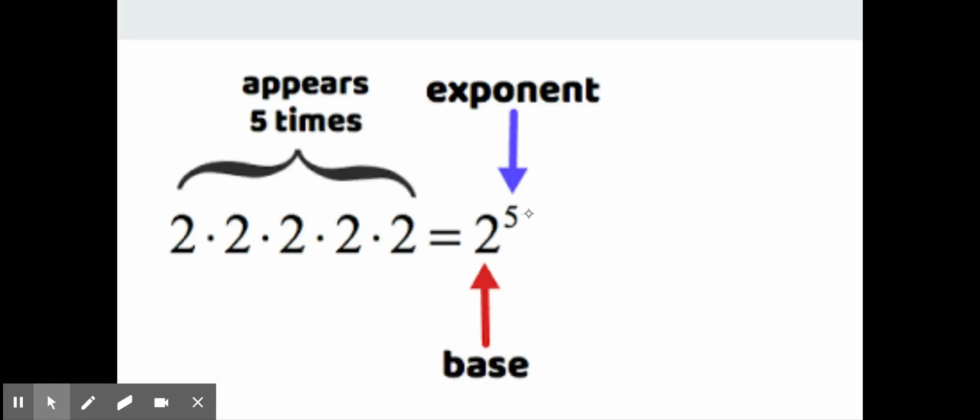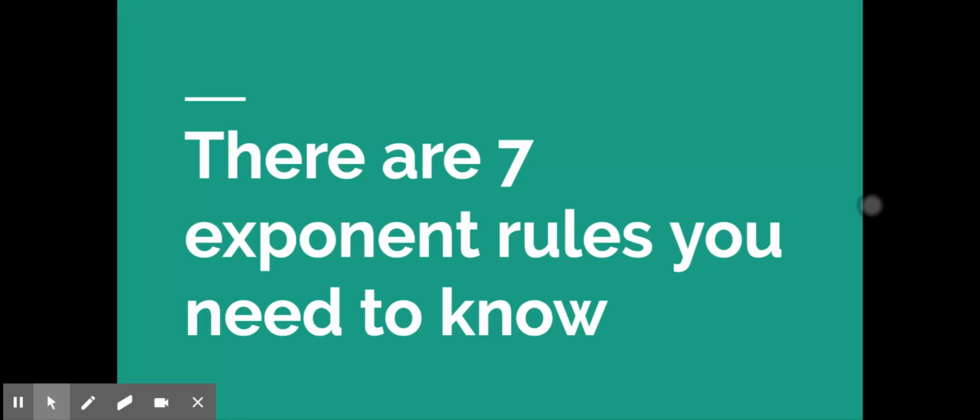Now, a common mistake here is that students often want to do 2 times 5 to get 10, but that exponent is never a number that's supposed to be multiplied. It just tells you how many times the base is being multiplied by itself. Now, there are 7 exponent rules that you need to know. I suggest that you write these down in your notebook for you to reference later.